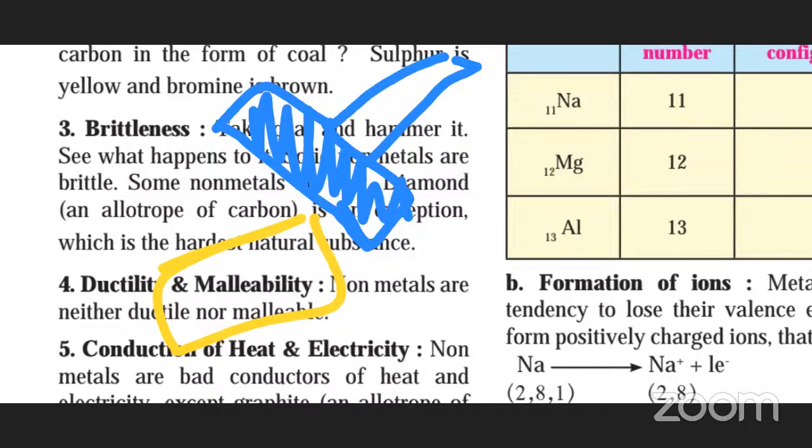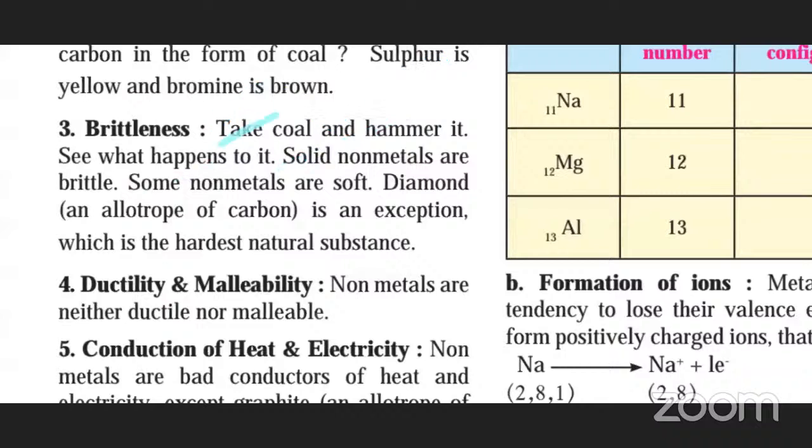So this is known as brittleness. This is known as brittleness. So the solid compound, any solid compound, sorry, when it is been hit by a hammer or pressure is been applied, so if it is getting converted into powder form, so this property is known as what? Brittleness.